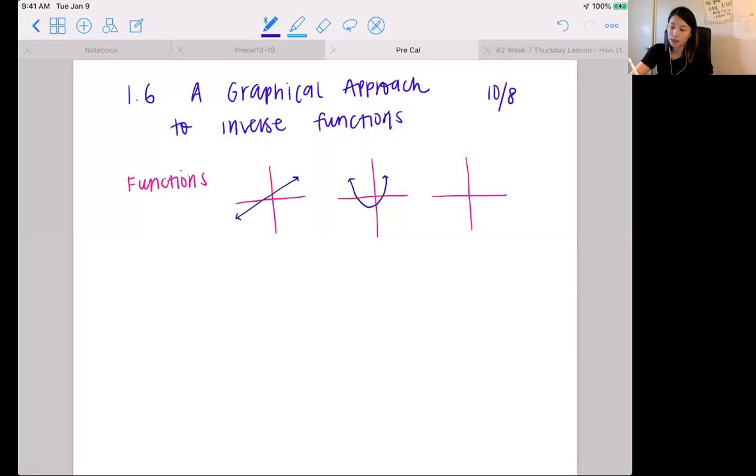So like, let's say this graph right here, this is not a function. Just a circle. This right here is not a function, because when you draw a line straight down, you're hitting 2 points at a time. So this one is not a function, but the other two would be functions.